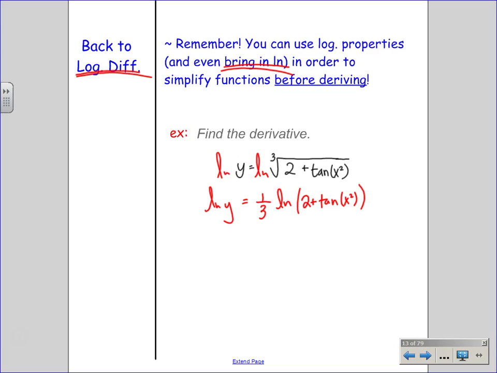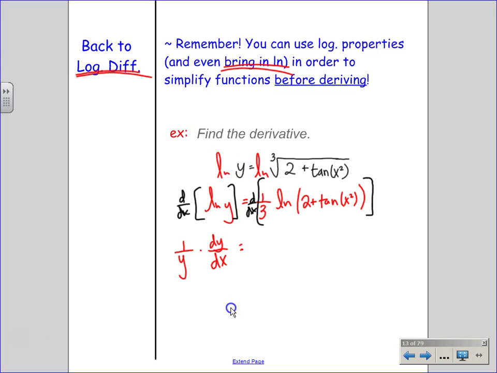This has nothing to do with calculus. With pre-cal, bring it down in front. And now that I have it brought down in front, I'm not scared of this guy because I can just take d dx of both sides. I don't care that there's an ln. So what's the derivative of ln of y? What do you guys think? 1 over y. Good, 1 over y. But don't forget your y prime.